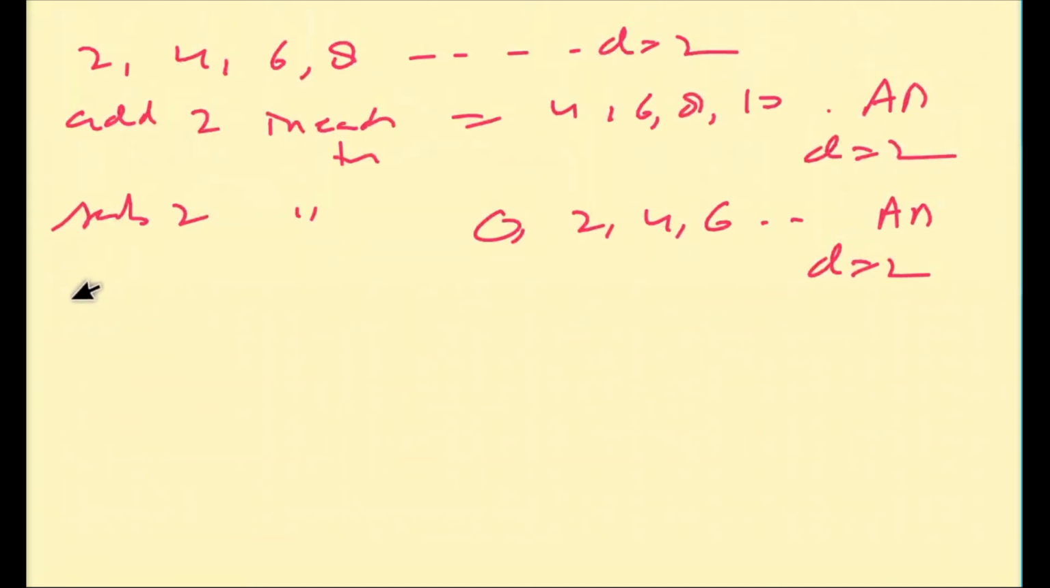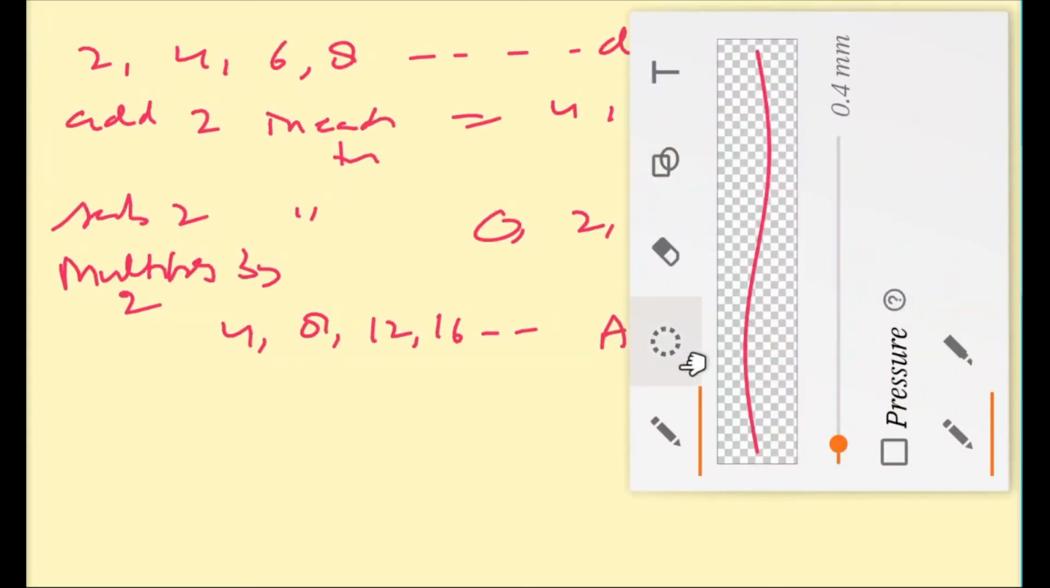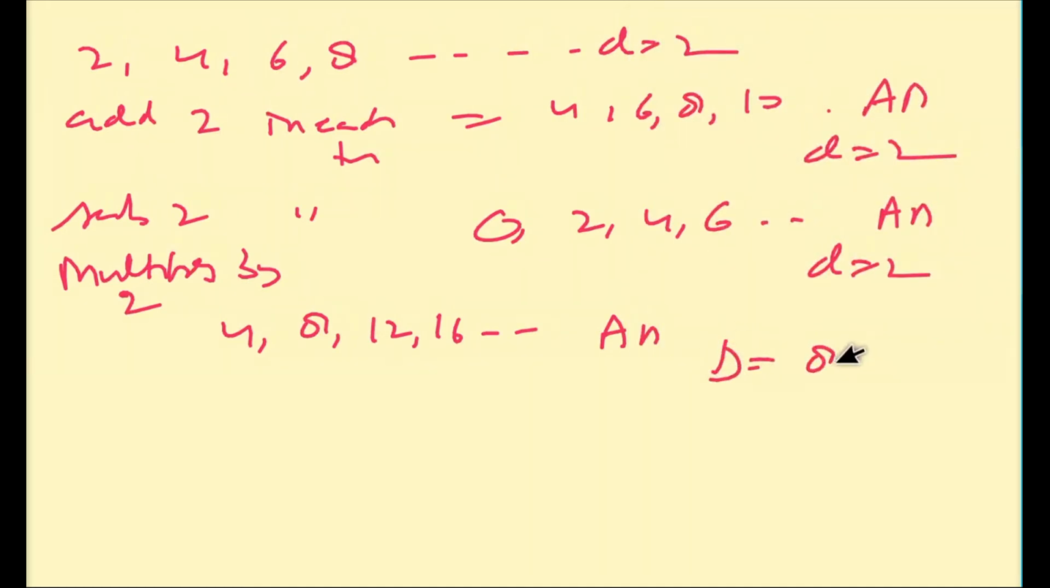Now multiply by 2, what do we get? We get 4, 8, 12, 16. Is it AP? Yes, AP. The common difference has changed. The common difference is 8 minus 4 equal to 4, that is 2 into 2, equal to 2d, means twice. If you double the terms, the common difference is doubled. Similarly, divide it.